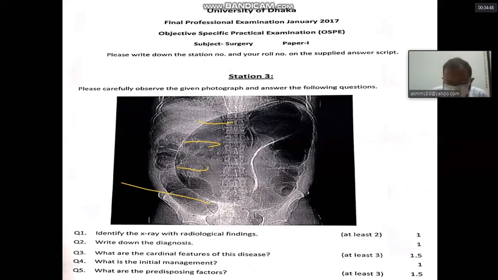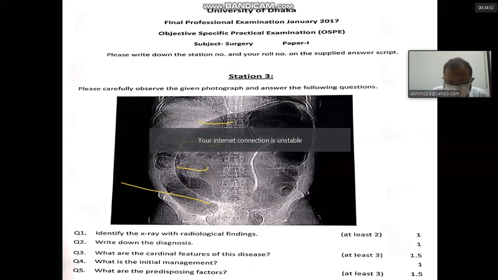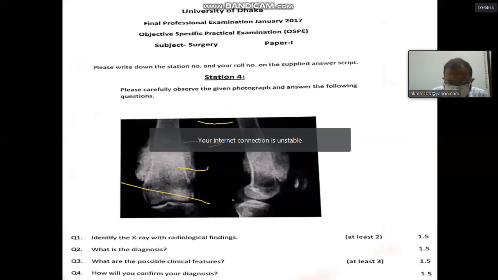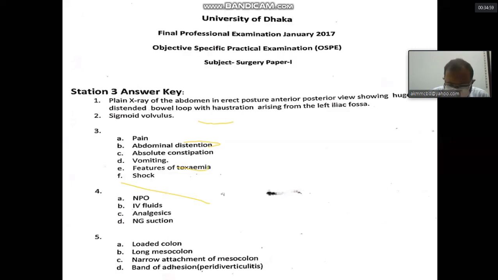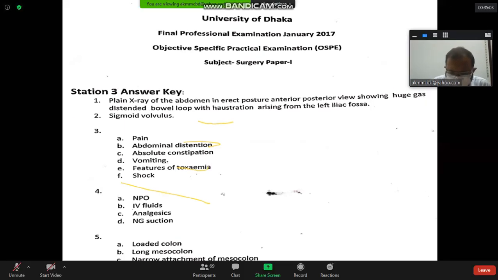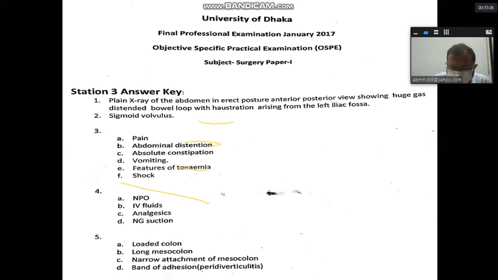Sigmoid volvulus, you must see because earlier that was shown to you. There is a loaded colon, long mesocolon. You have to see the picture from Bailey and Love, must. There is a very beautiful picture showing the cause of sigmoid volvulus. One is loaded colon, long mesocolon, narrow attachment of mesocolon, and band of adhesions.